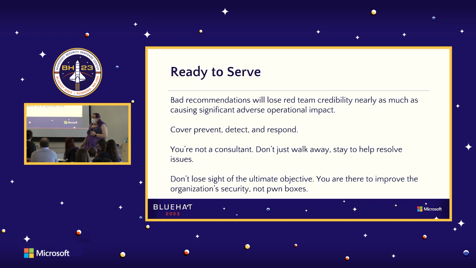Your recommendation should cover prevent, detect, and respond. You're thinking like an adversary. You need to be able to cover the areas that an adversary will go through, not just say, "I found this vulnerability in your app, fix this." You need to say, how could this have been detected earlier, and how could it be responded to if this did happen?